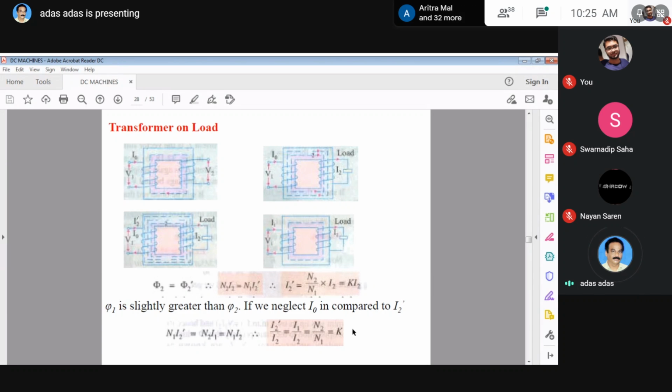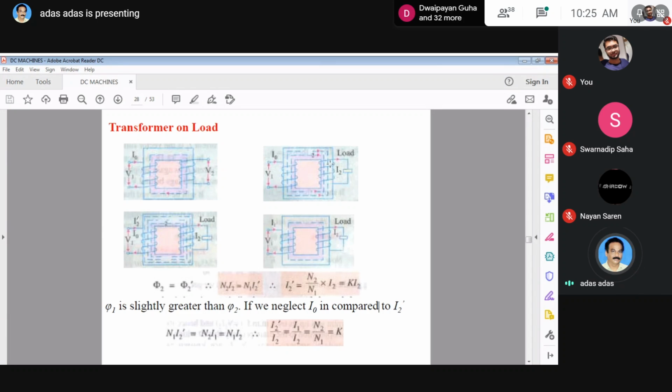So if you apply voltage here, then this will happen. Once again we can repeat this. This is the no load condition. If you apply the load, then current I2 will flow, due to which another flux phi 2 will develop, which is in opposition with phi 1. So the resulting flux will decrease.